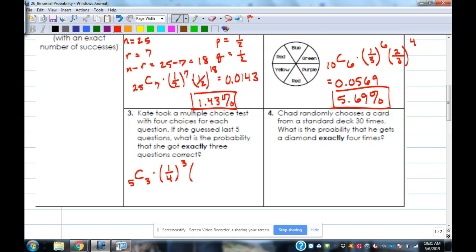1/4 is our successes. We need to raise that to what power? 3rd power. What's the probability of getting it wrong? 3 out of 4. So that's failure. And we need to raise that to what power? 2nd. Because remember, your exponents on success and failure got to add up to be n. Okay? If they don't add up to be n, you're not accounting for every possibility there. Okay? And we're just working that out.